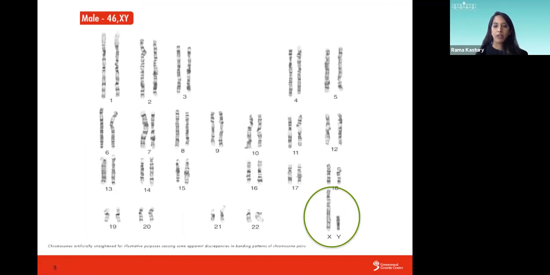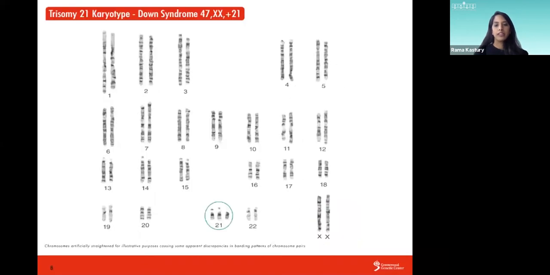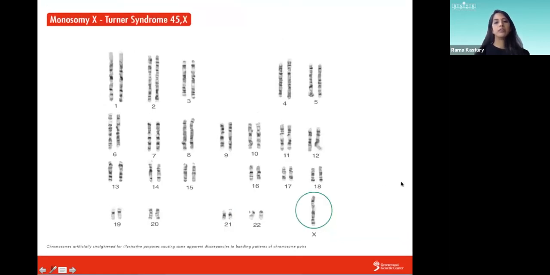This is a typical male fetus with 46XY. And then, just for example's sake, I put in trisomy 21 or Down syndrome, to show a fetus that has that extra copy of 21. And this, which relates more to our discussion, is a baby with monosomy X or Turner syndrome, where they're missing one copy of their X or Y chromosome.